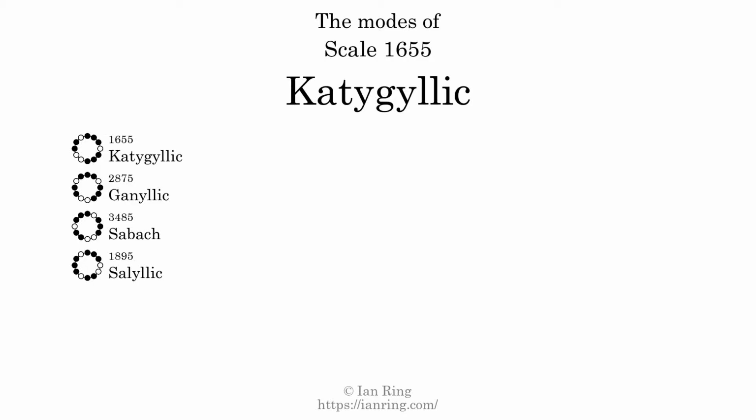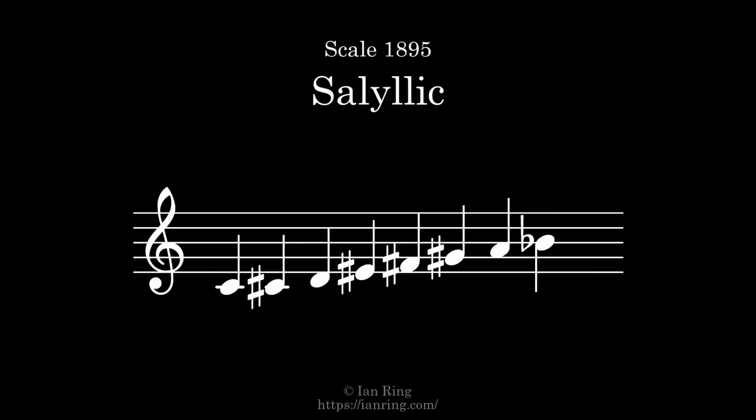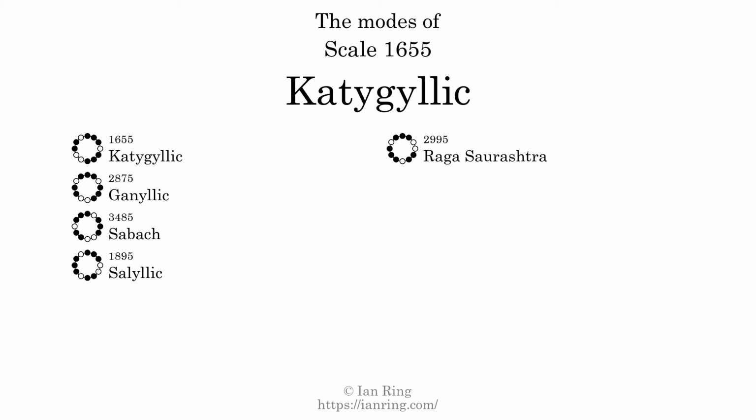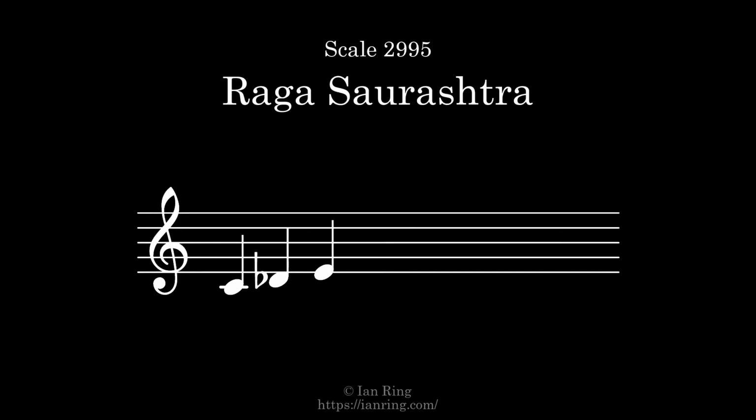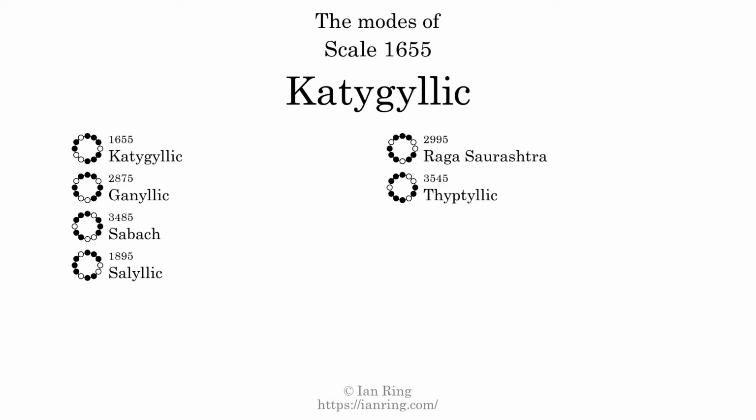The fourth mode is scale 1895, also known as Katygyllic. It sounds like this. The fifth mode is scale 2995, also known as Raga Sarashtra. It sounds like this. The sixth mode is scale 3545, also known as Katygyllic. It sounds like this.